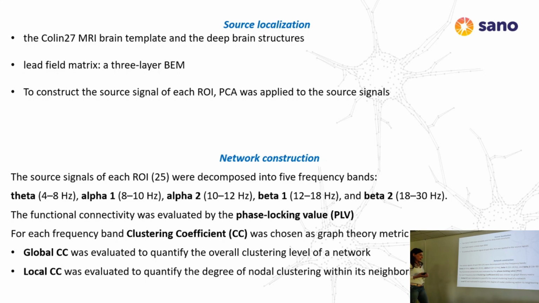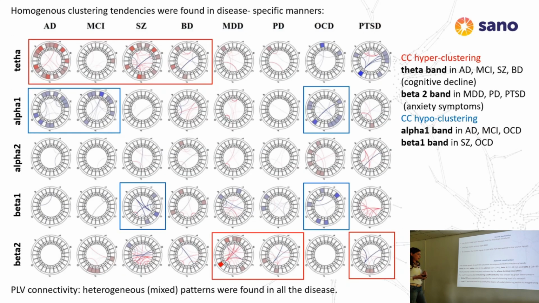Clustering coefficients represent the tendency of a network to form topologically local circuits. It's a main measure of nodal segregation in a network. The global clustering coefficient was evaluated to quantify the overall clustering level of a network, and local clustering coefficients to quantify the degree of nodal clustering within its neighbor nodes. And at a glance, homogeneous clustering tendencies were found in this specific manner.